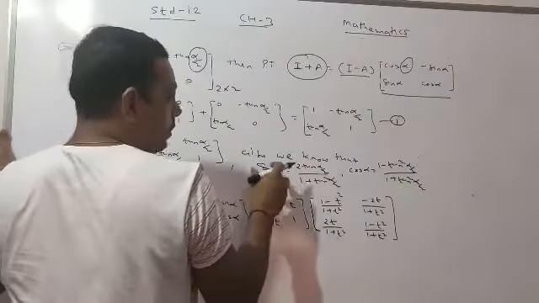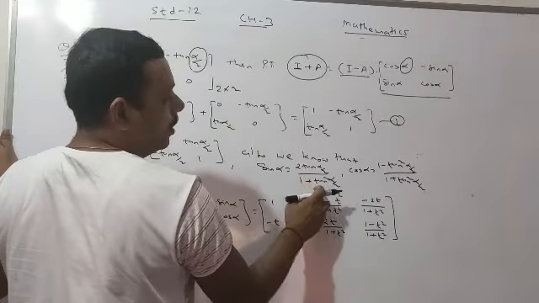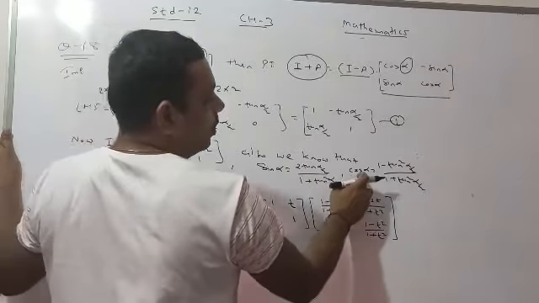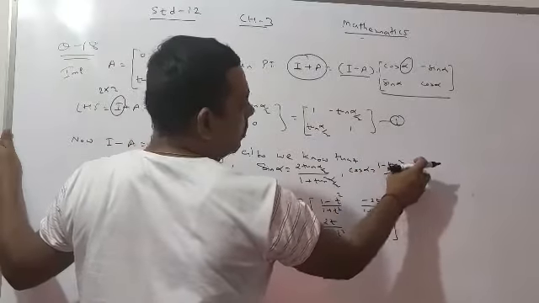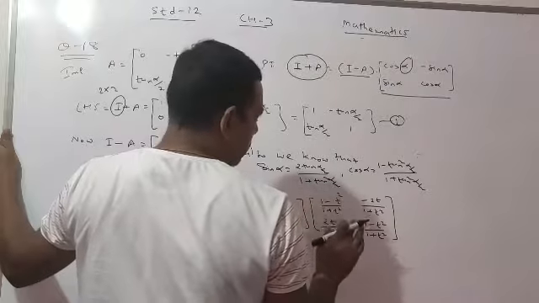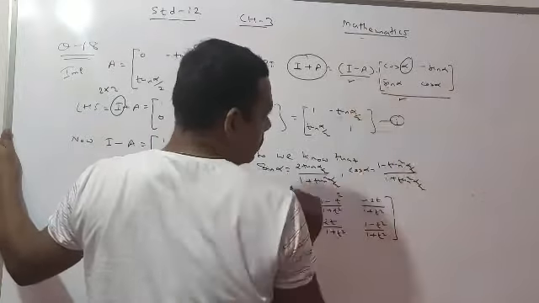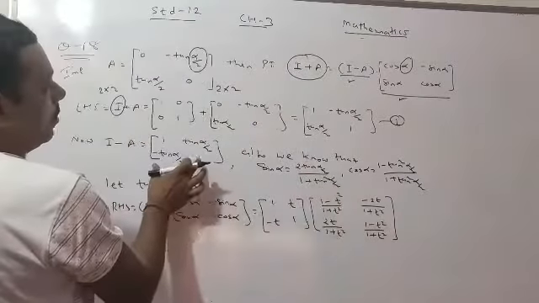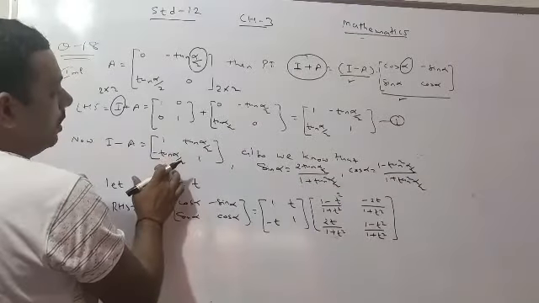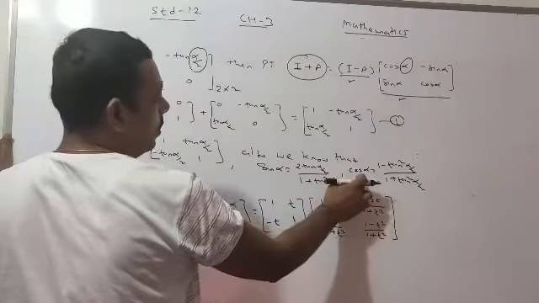That's why we wrote that sin alpha is 2 tan alpha by 2 upon 1 plus tan square alpha by 2. Cos alpha is 1 minus tan square alpha by 2 upon 1 plus tan square alpha by 2. Now, exactly we have to multiply this matrix with this matrix. We know that this matrix is also 1 minus tan alpha by 2, tan alpha by 2, negative tan alpha by 2 and 1, and sin and cos having this value.